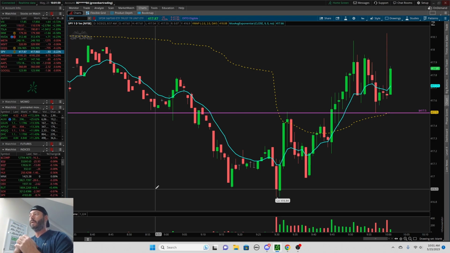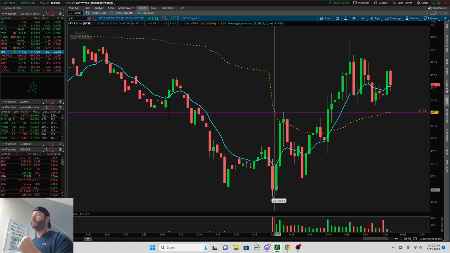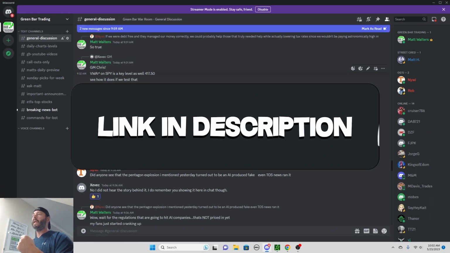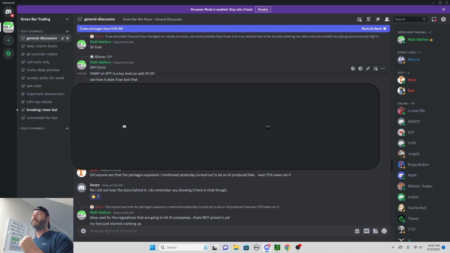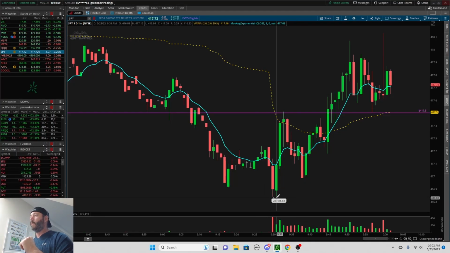Okay, now zooming in really close. Now we're in our trading session. I'm looking at the 1 minute, I'm looking at the 5 minute, and now I'm looking to see if I can take some scalp trades, whether it's with options or futures. This was the trade that we called out in Discord, something that I was looking at 9:31 right when the market opened. I'm looking at that 417.50. All right, see how it does if we test that.